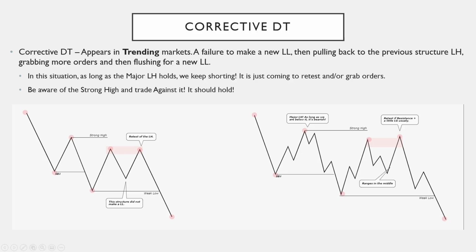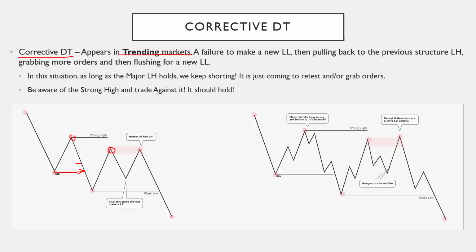If we illustrate this pattern with some textbook examples, we're having a downtrend. Remember, corrective double tops are formed in downtrends. Push, pullback, this structure causes a break of the last lower high. So this is our strong high, this is our lower high. There is our range, the market pulls back above 50%. We start looking for shorts, and maybe we catch a short right here.